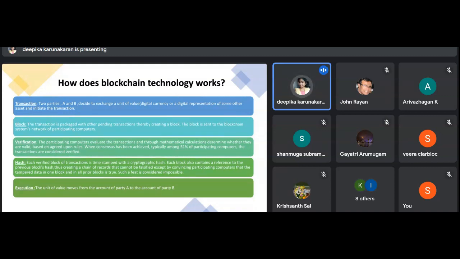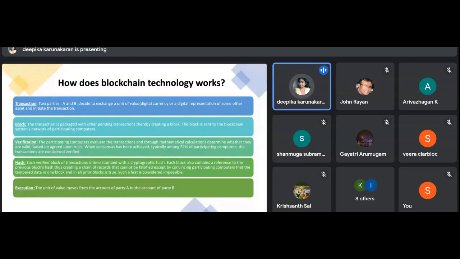That transaction is packed with other pending transactions. So there will be many; even a block contains many transactions. That's where other pending transactions are packaged together with that particular transaction, and that block is sent to the blockchain network.